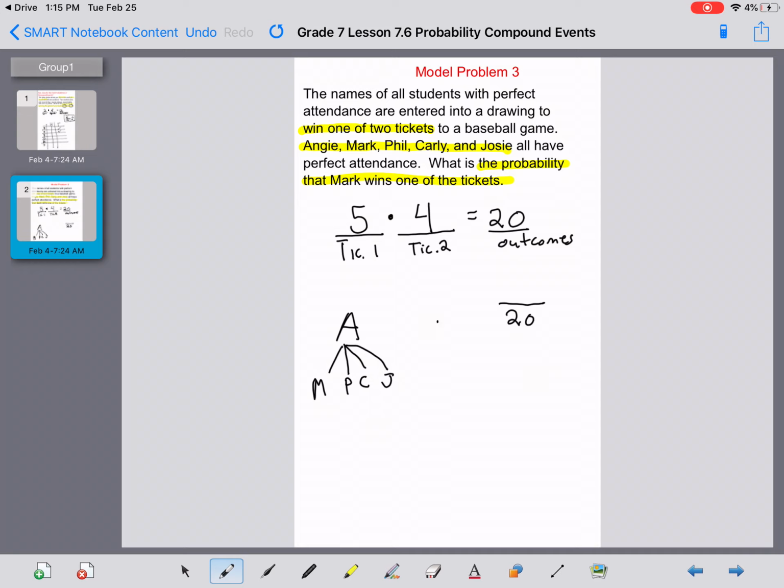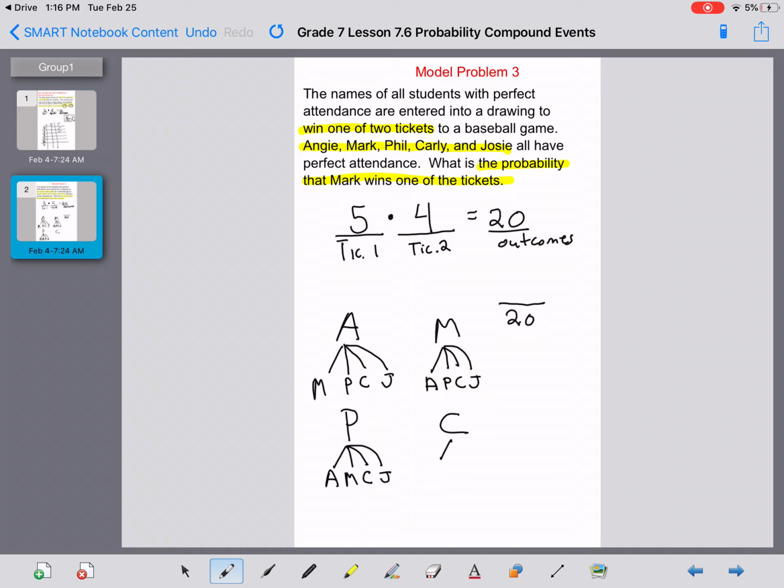The next person who can win the first ticket is Mark. If Mark wins the first ticket, there's 4 options for the next one. It can be Angie, Phil, Carly, or Josie. The next person who can win the first ticket is Phil. If Phil wins the first ticket, then Angie can win the second, Mark can win the next, Carly can win it, or Josie can win the next.